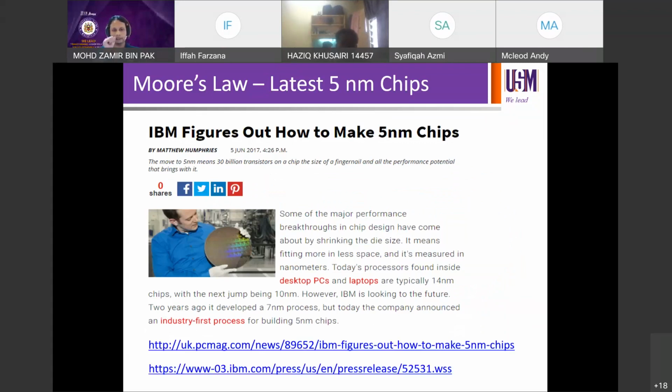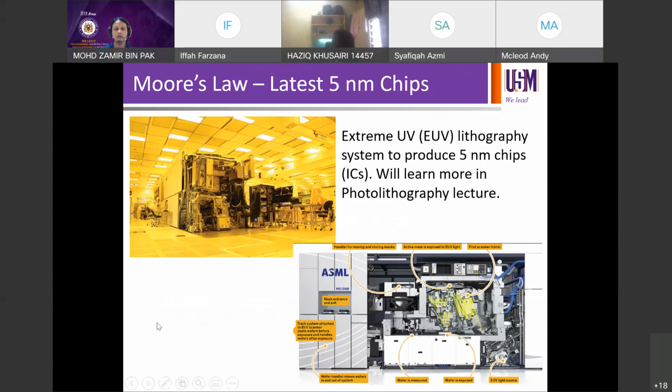So back in 2017, IBM with 5-nanometer chips. You can read here, desktop PCs and laptops were typically at 14 nanometer and 10 nanometer back then. In 2017, IBM announced the industry's first process for 5-nanometer. It was already demonstrated by IBM about 3 to 4 years ago, and you can go check out the article here on the invention. This is the EUV for 5-nanometer chips.